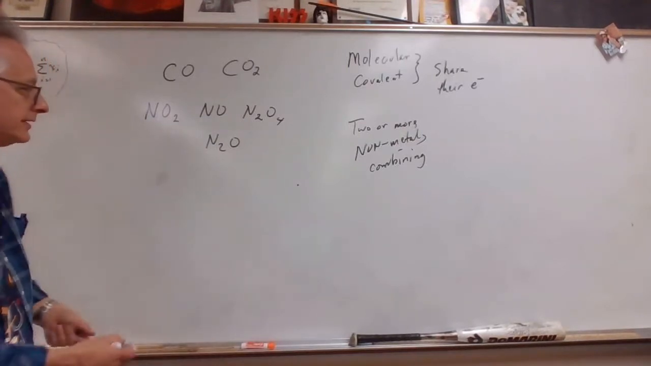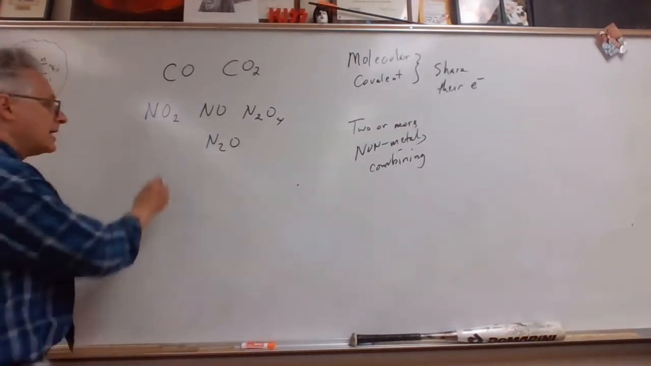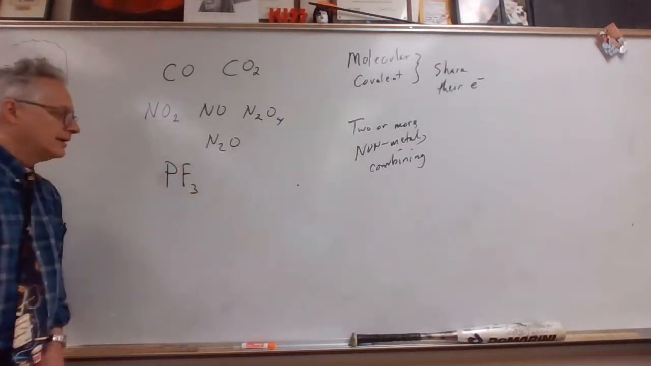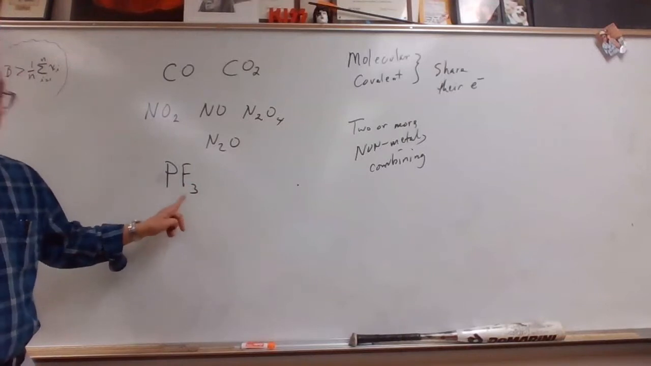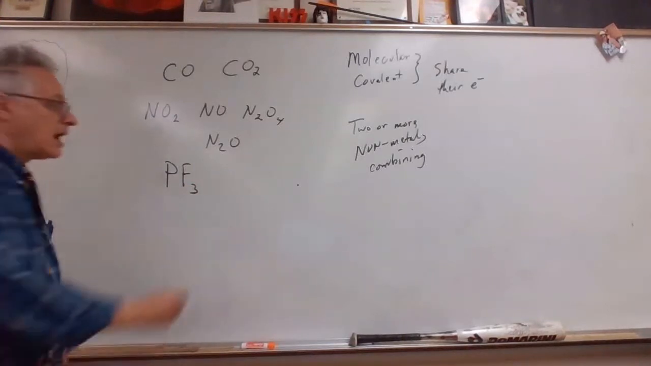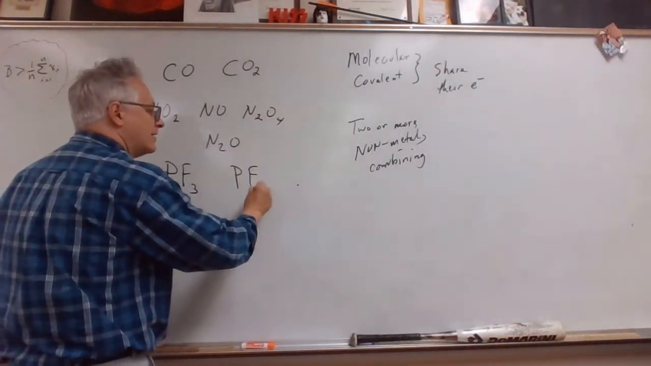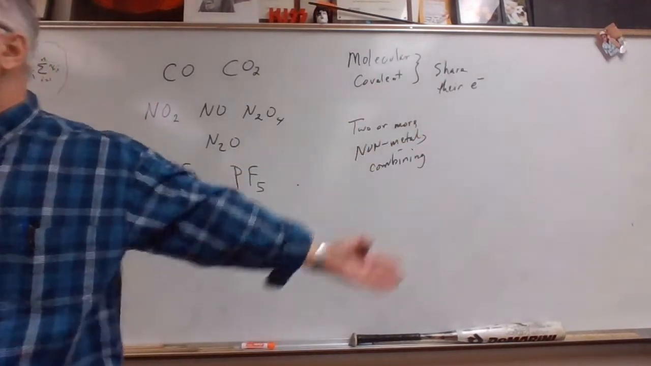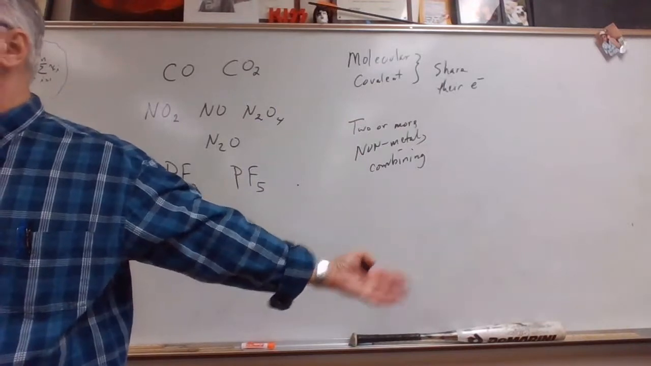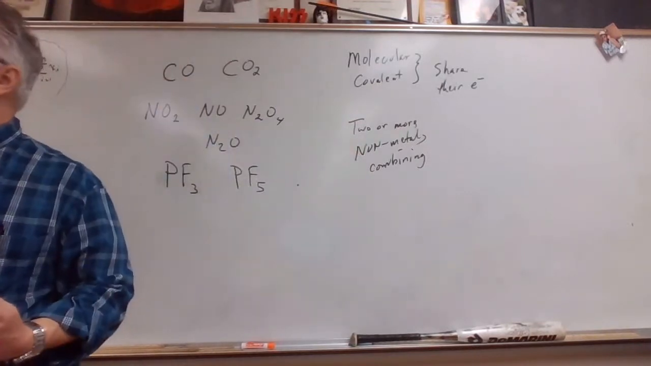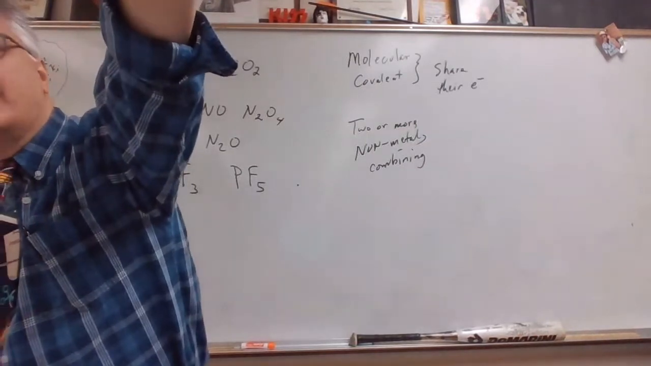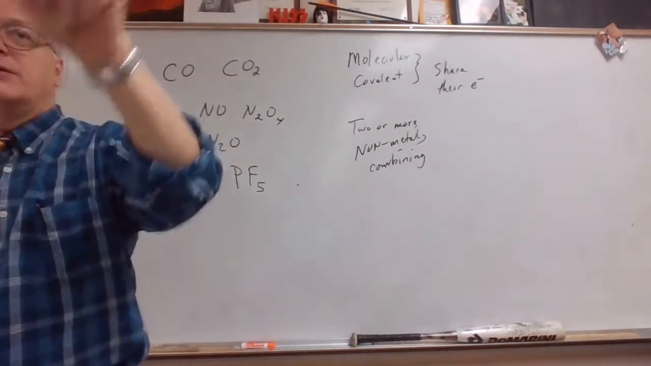Let's look at some other chemical compounds. I could have PF3. Phosphorus is a nonmetal. Fluoride is a nonmetal. I could have PF5. As a matter of fact, the number of covalent compounds is huge because you have all these different combinations. You can even make some covalent compounds out of one of the noble gases.